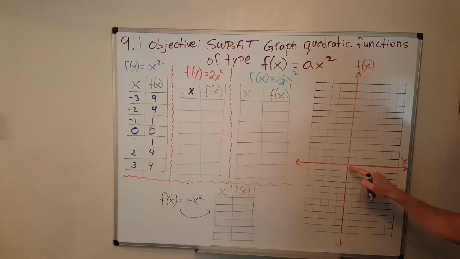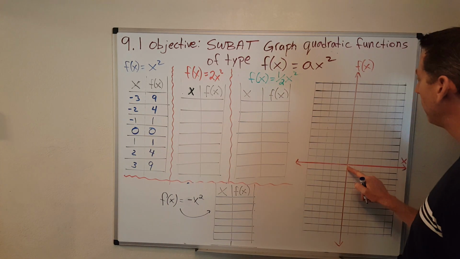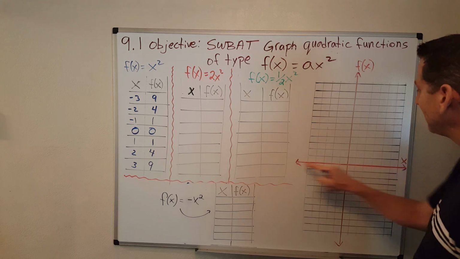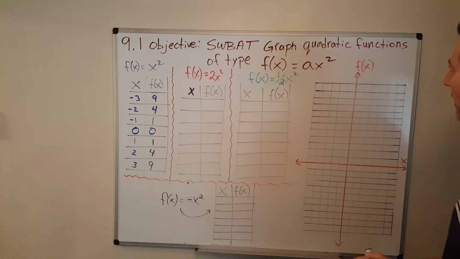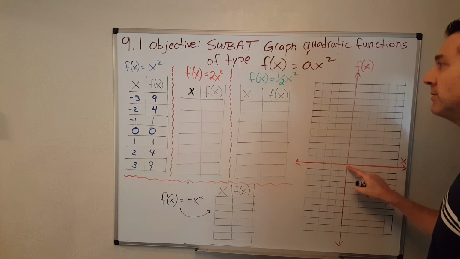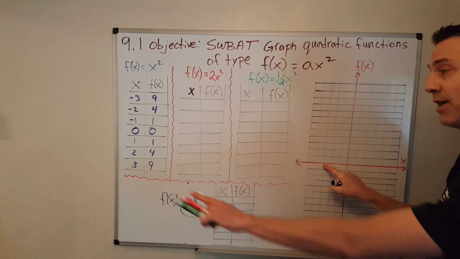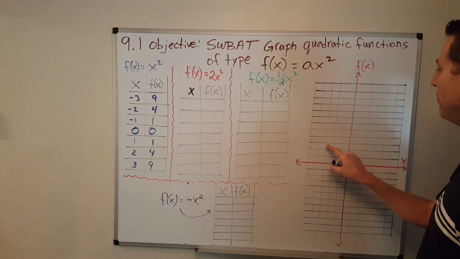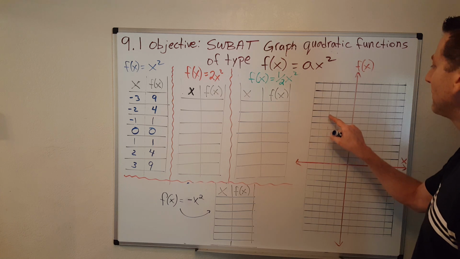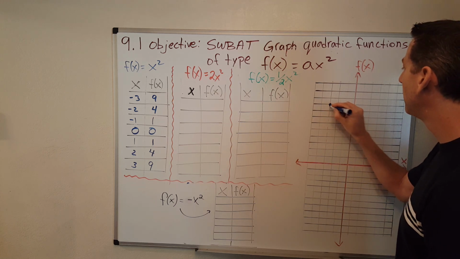All right, so I'm going to start at my origin, and my x value is negative 3. So I'm going to go over, this is my x-axis, this is my f of x axis. I start at my origin. My x is negative 3: 1, 2, 3, to the left. My f of x is 9: 1, 2, 3, 4, 5, 6, 7, 8, 9. There's my first point.